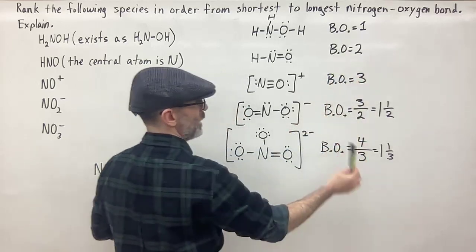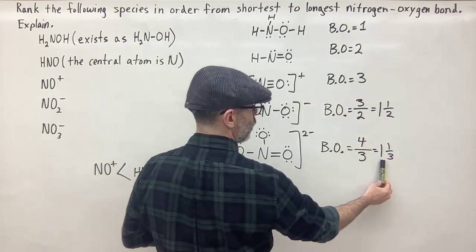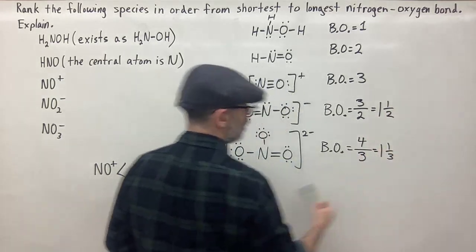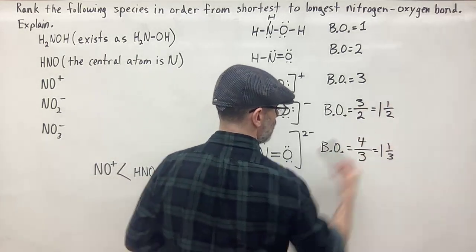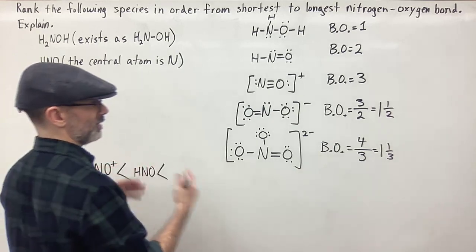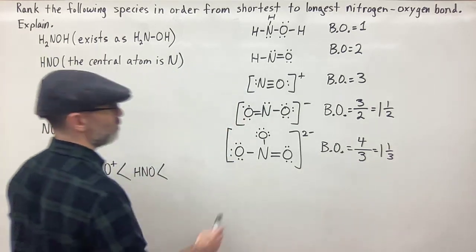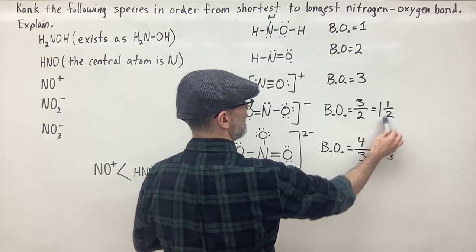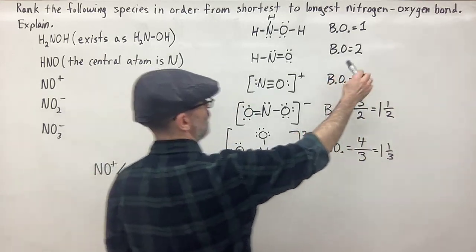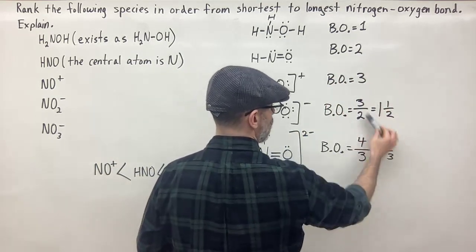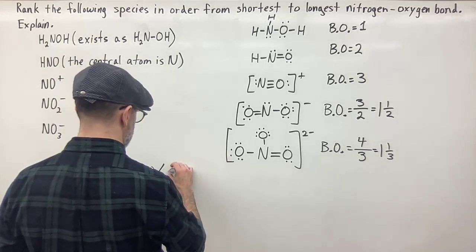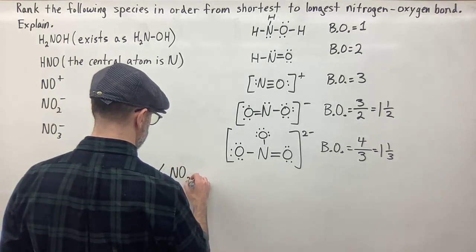So then now we're at 2. What's less than 2? Well, we got 1 1/2 and 1 1/3. 1 1/2 is larger than 1 1/3. So this is a larger bond order, meaning that it's going to have a shorter length compared to this one. 1 1/2 is less than 2, right? So that means that this would be next in line. So that's going to be NO2⁻.